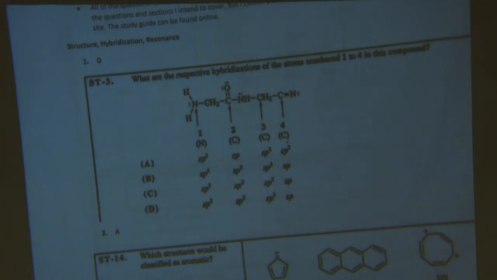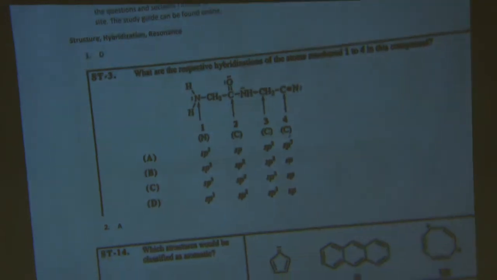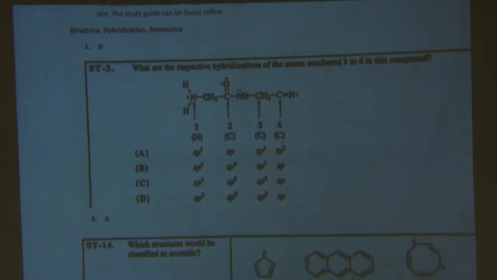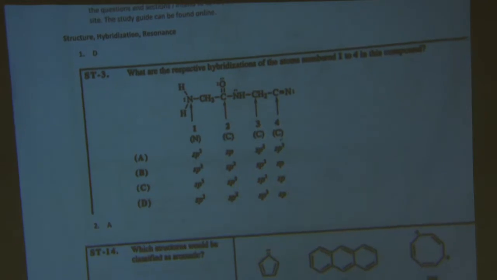And resonance is the first one that we're going to cover. So this question: what are the respective hybridizations of the atoms numbered 1 through 4 in this compound? Does anybody know how to do this question?